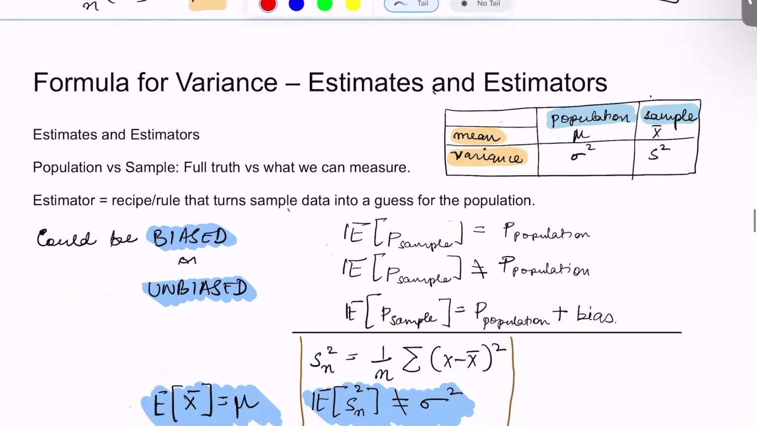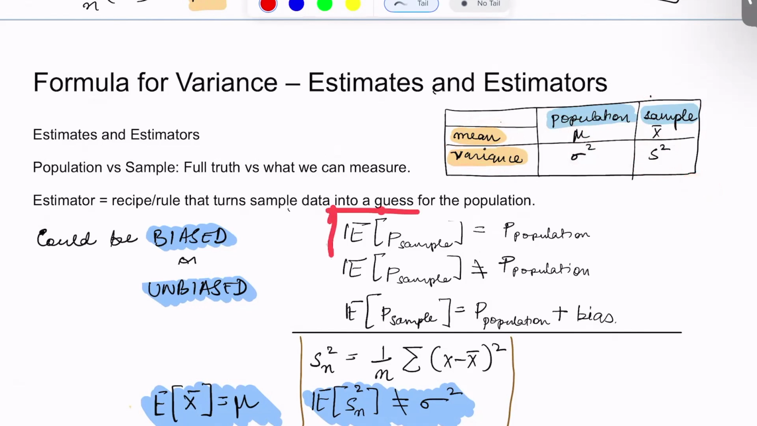Okay, so we missed this part. So we have some notations here. For the population, the mean can be denoted as mu and the variance can be denoted as sigma square. Similarly, for the sample, the mean can be denoted by x bar and the variance can be denoted as s square, where s is the sample standard deviation.